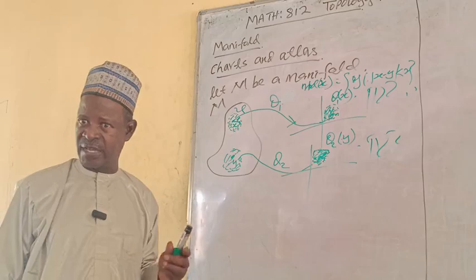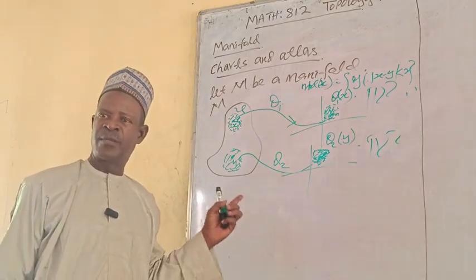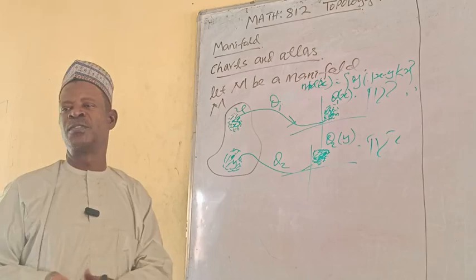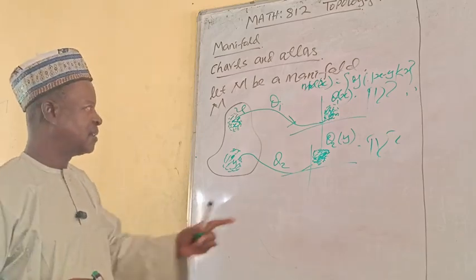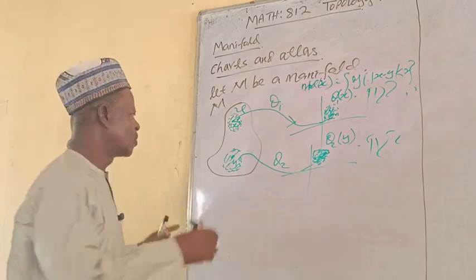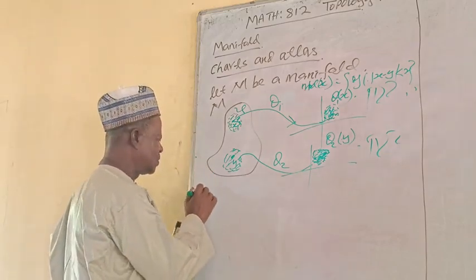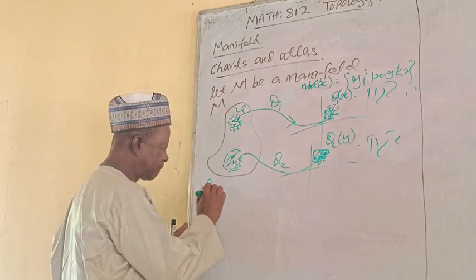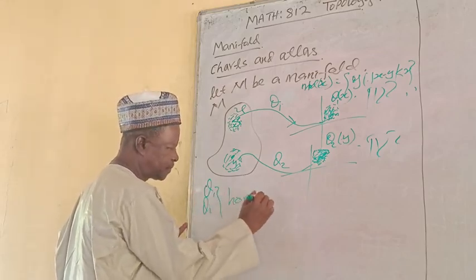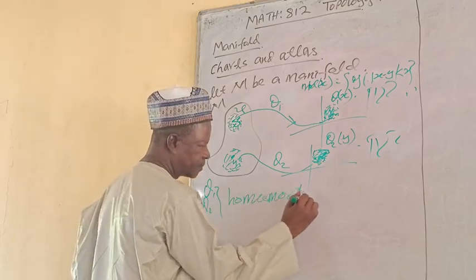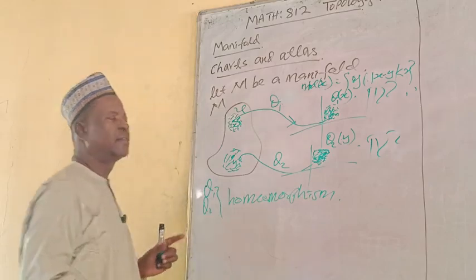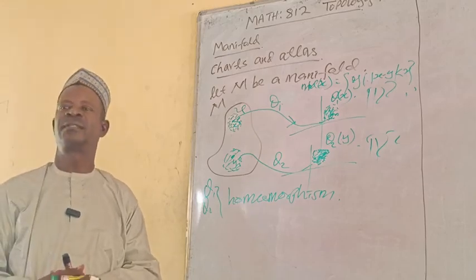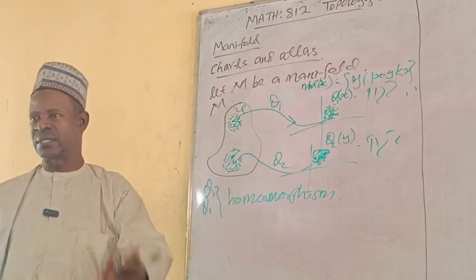That's the definition of manifold. Any point you take in the manifold, it is locally what? Homeomorphic to some open set in R^n. In this case, we are taking R^2. So we are now going to require that both theta 1 and theta 2 are homeomorphisms, meaning that they are all invertible. Both theta 1 and theta 2 are invertible, and they are also continuous maps.